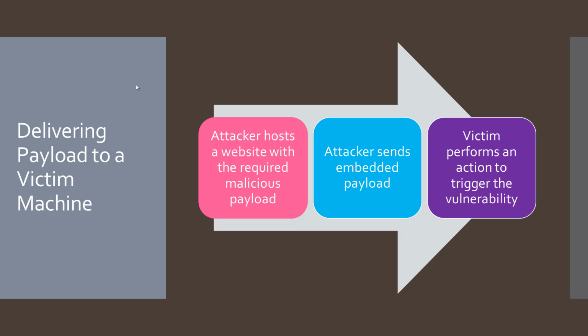Here are the steps for delivering a payload to a victim machine. We can start by hosting a website with the required malicious payload, or the attacker can send an embedded payload and then wait for the victim to perform an action to trigger the vulnerability. There is a third option, which is to generate an autorun and save those files onto a CD-ROM or USB to send to your victim as well.